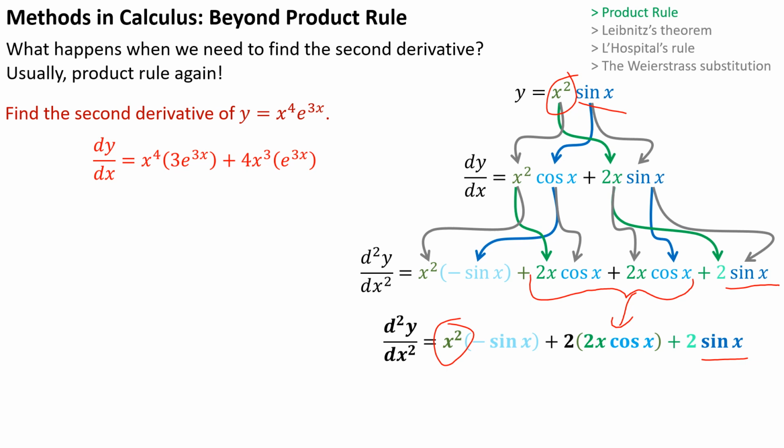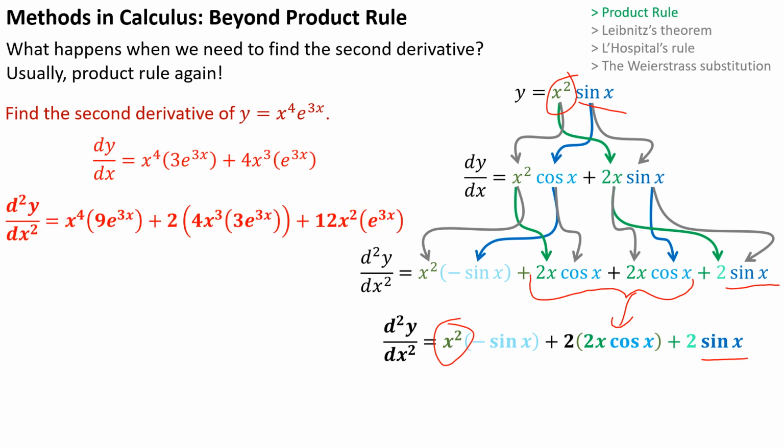Okay, here's what I get for my first derivative: either leaving x to the 4 unchanged or differentiating, either differentiating e to the 3x or leaving it unchanged. And then the second derivative, it's a little bit messier, but we have x to the 4 times 9e to the 3x plus 4x cubed times 3e to the 3x. And then we also have another 4x cubed times 3e to the 3x along with a 12x squared e to the 3x.